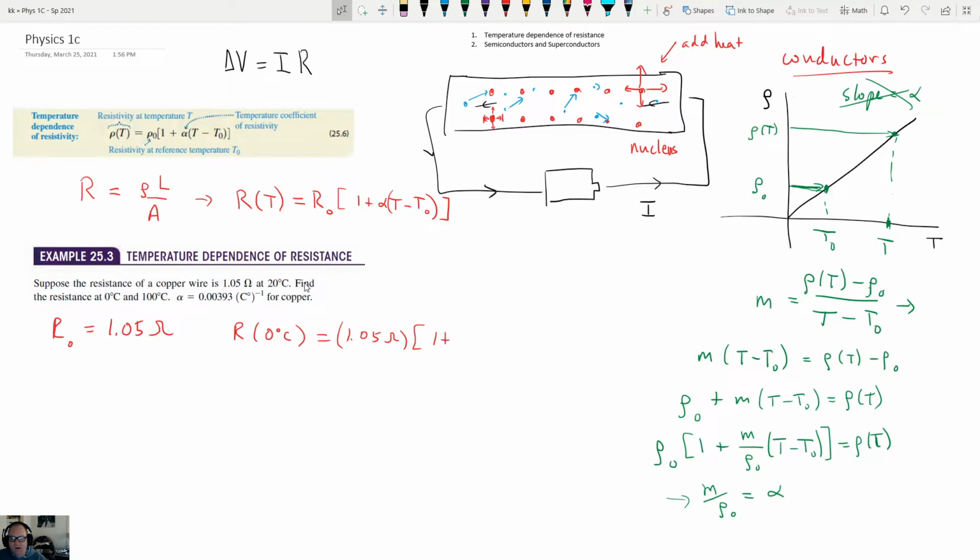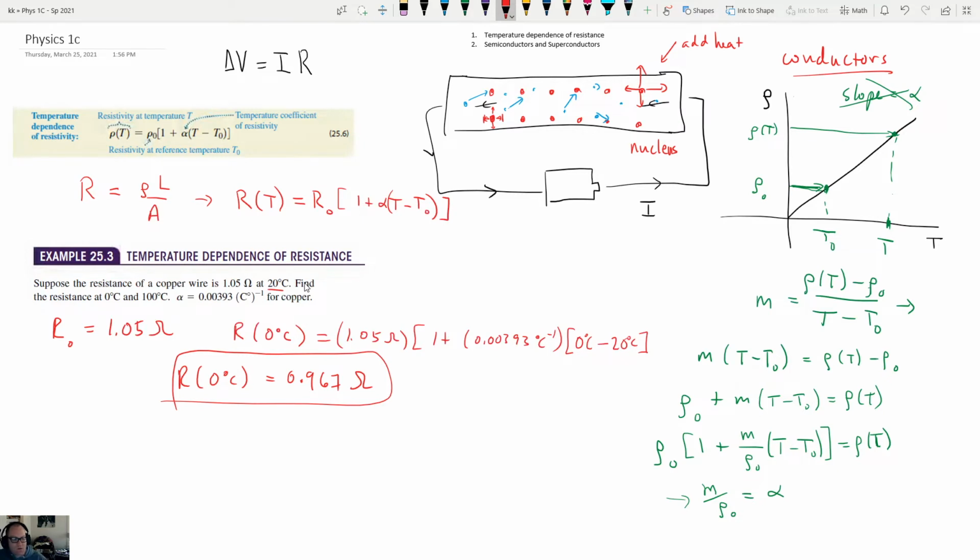multiplied by 1 plus alpha, which is 0.00393 degrees Celsius to the negative 1, multiplied by T minus T naught. So 0 is the temperature we're looking for, minus T naught, which was 20, the temperature that this one was measured at. And you get that the resistance at 0 degrees Celsius is going to be equal to 0.967, and the units are of course going to be ohms. Does anyone have any questions about that? It's pretty easy. These problems are pretty easy.